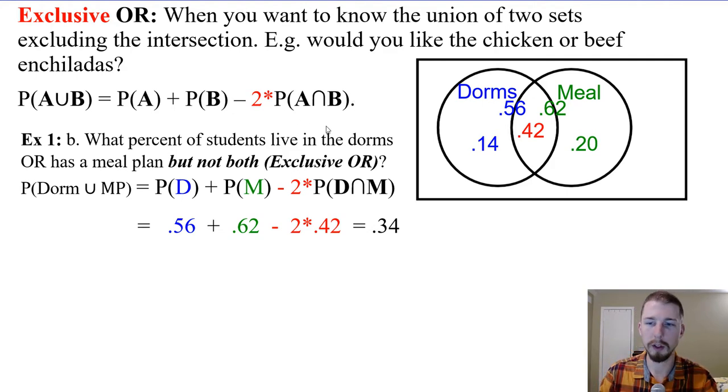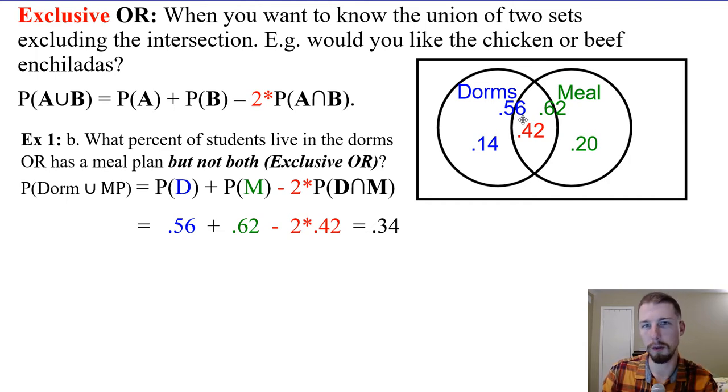All right, so what's the probability that you stay in the dorms or you have a meal plan but not both? So we want to know just the people with dorms or just people in the meal plan. Well, the first thing you would notice is that the 0.56, I've had it where that was straddling the line.